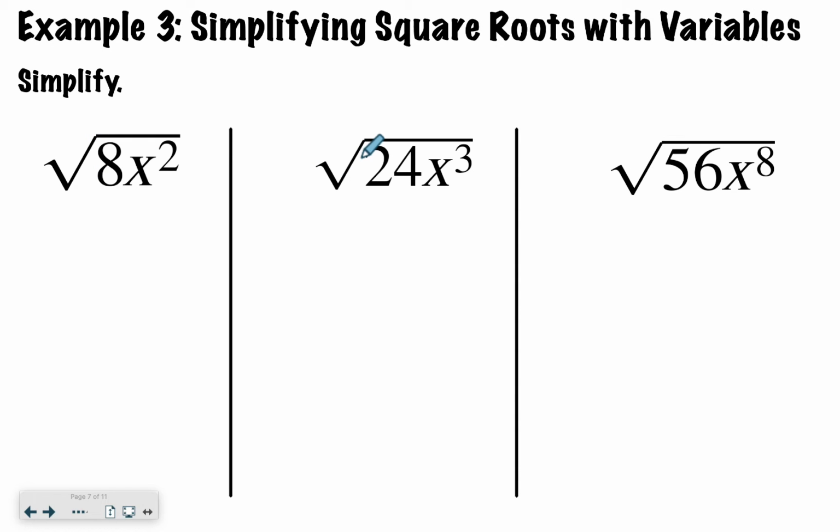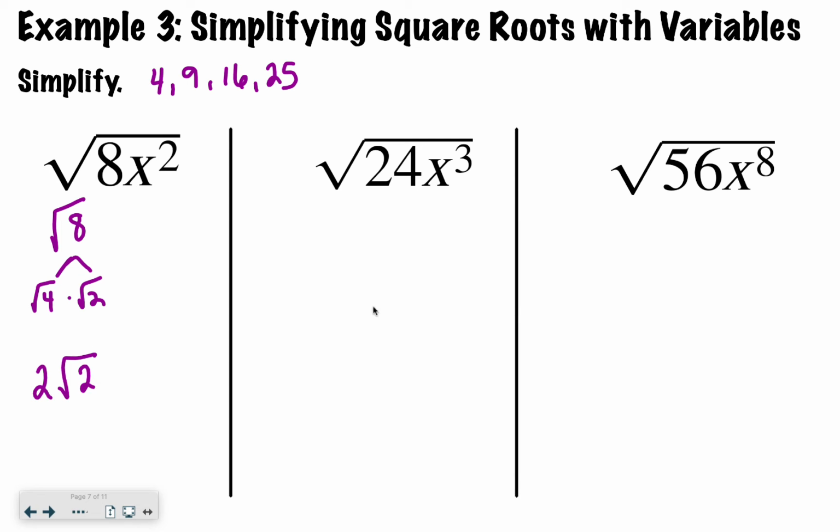Let's move on to example 3. Now we're going to be simplifying square roots with numbers and variables. You can treat it like 2 separate problems, but you're going to combine your answers into one. If I start with just the square root of 8, I want to think, what are the numbers that multiply into my square root of 8? The biggest number that multiplies into 8 that's a perfect square would be the square root of 4 times the square root of 2. So the square root of 4 is just a 2, and then I have a square root of 2.